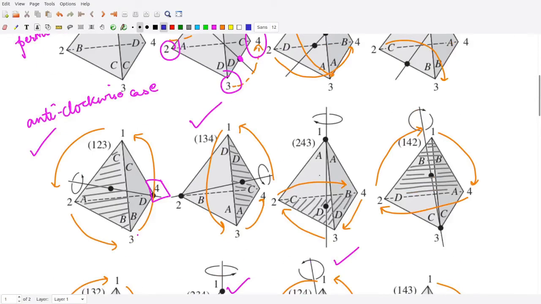For the clockwise movement, you can see this figure here. We have this plane. Here 2 goes to 4, 4 goes to 3, and 3 goes to 2, and nothing happens to 1. So this is the permutation. And similarly, for this particular plane, 4 moves to 2, 2 moves to 1, and 1 moves to 4. So that means this gives us the permutation 1, 4, 2.